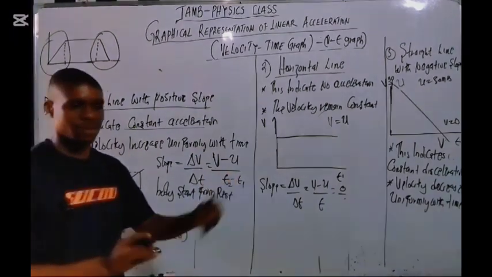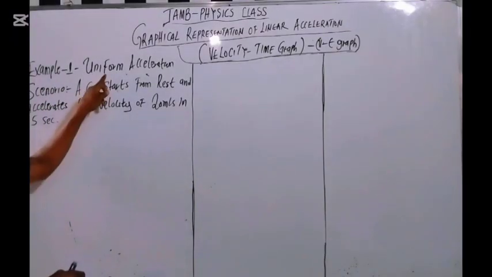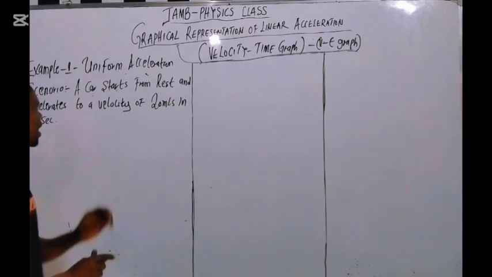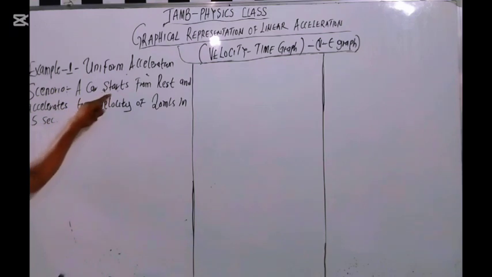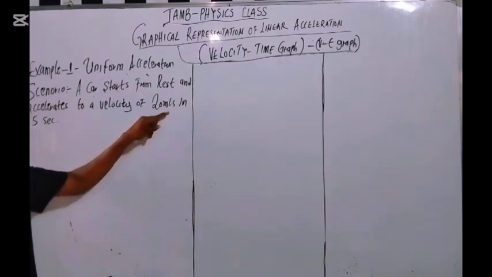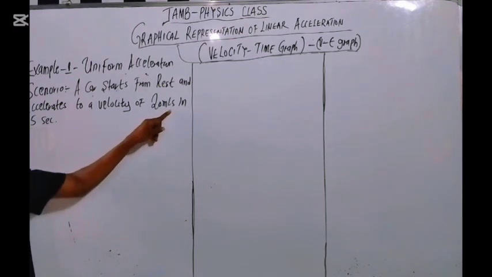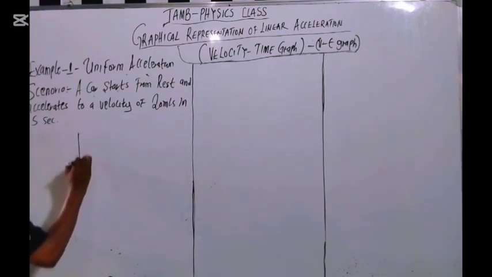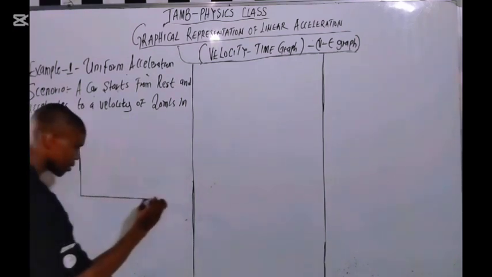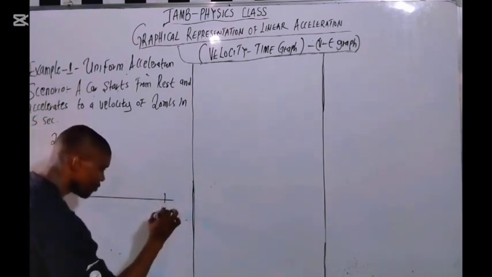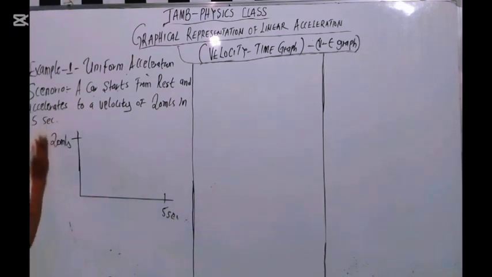Let's move to the next part. Example 1: uniform acceleration. Because I really want you to understand the concept, look at the scenario here. A car starts from rest and accelerates to a velocity of 20 meters per second in 5 seconds. Draw the velocity time graph like this, with 20 meters per second and 5 seconds, velocity against time.